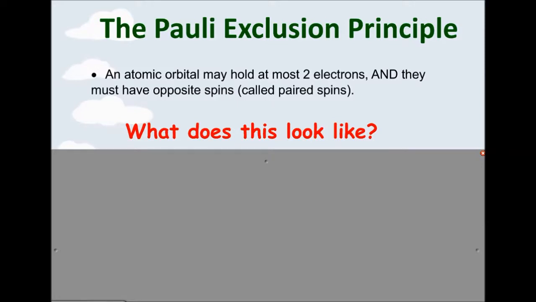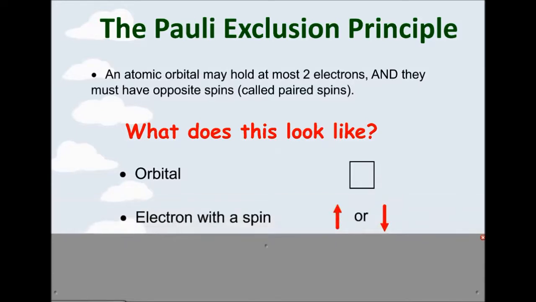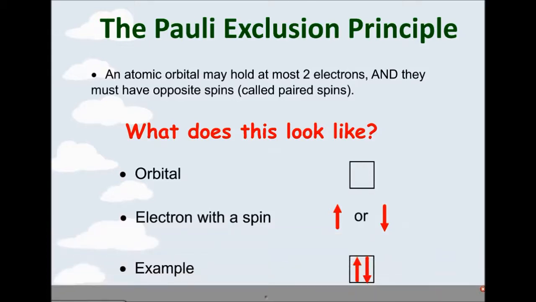So next, the Pauli exclusion principle. It says that an atomic orbital may hold at most 2 electrons, just like my desks. And they must have opposite spins, called paired spins. So what does this look like? An orbital will usually be drawn as a dash or box. An electron will be represented by these arrows, and when they have opposite spins, you draw one up and one down. So here's your example of 2 electrons fitting in an orbital. And I'll show you these diagrams later.